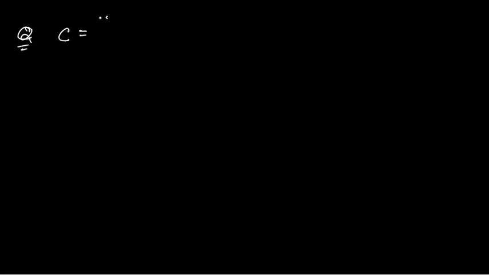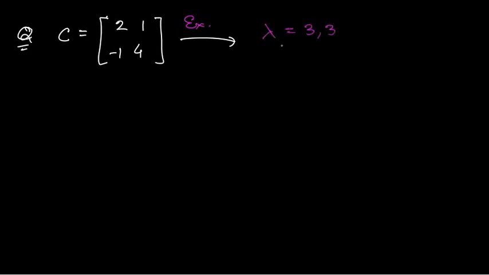Let's say a matrix C, that is [2 1; -1 4], and this is your exercise. To work on this, you will find that the eigenvalues are 3, 3. I'm really sorry. So you can say that this is a degenerate case. For a degenerate case, you have to check the linear dependence or independence of the eigenvectors.